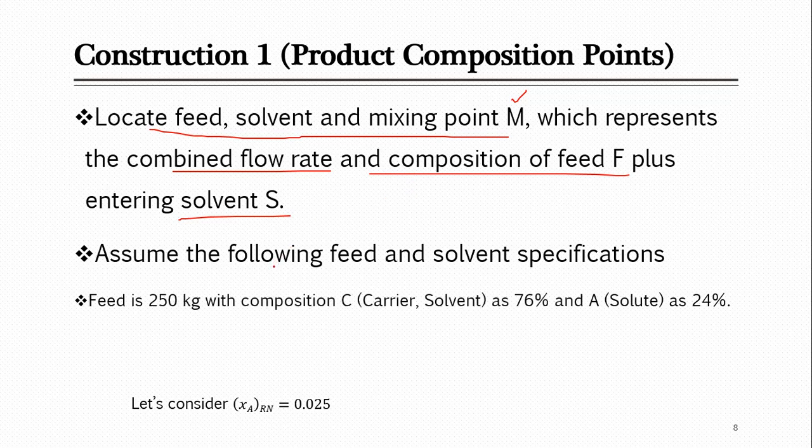So just consider here that the feed amount is 250 kg and it contains two components, A and C. C is the carrier, or the solvent, and its amount is 76%, while the solute is only a single solute, and that's only 24%, because you are talking about a ternary system. So you will have only two components in the feed, one is solute and the other is solvent, or carrier, because this is carrying the solute.